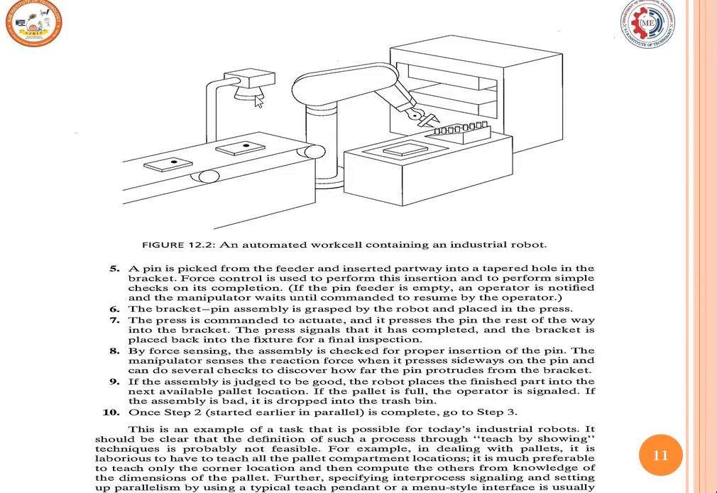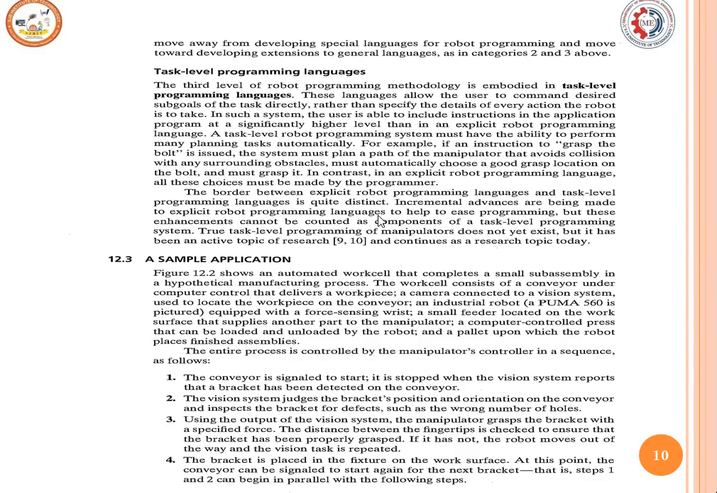Here the part identification and quality control is done. So the part has to be held by the robot and placed in a particular location. Here is how the sequence is going to work: the conveyor is signaled to start. It is stopped when the vision system reports that a bracket has been detected on the conveyor.